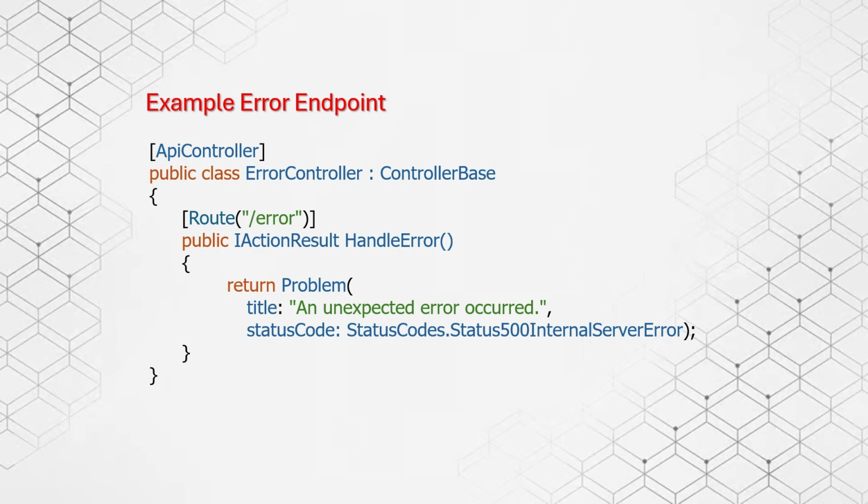This error endpoint returns a standard problem response when an unexpected exception occurs. The client receives a clear and consistent error message, without exposing internal implementation details.